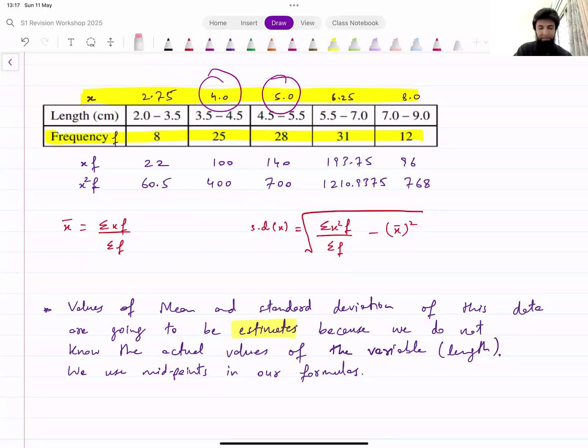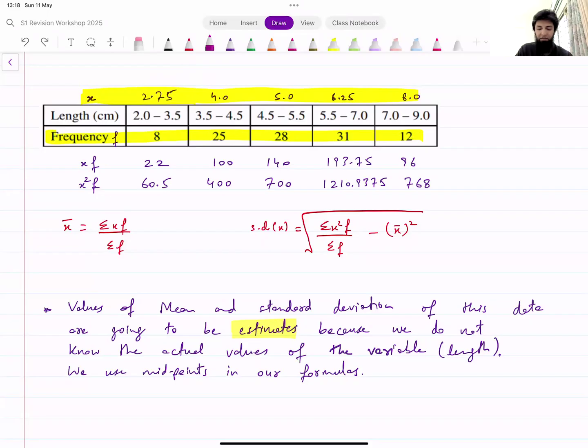Now, the actual values in the data could be anything. For example, if there are 8 values between 2 and 3.5, it is possible that all of them were maybe 2.05, 2.1, all of them small numbers. It's possible that all of them were large numbers. We are just using 2.75, which is the average of this interval. It's not necessary that the actual average of the values that you have is 2.75.